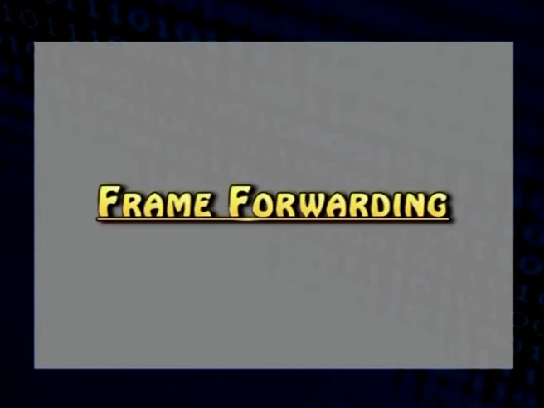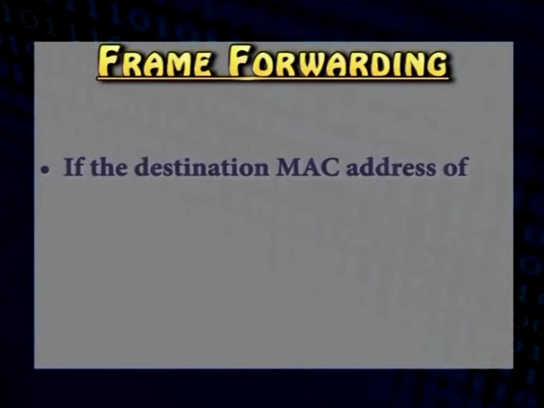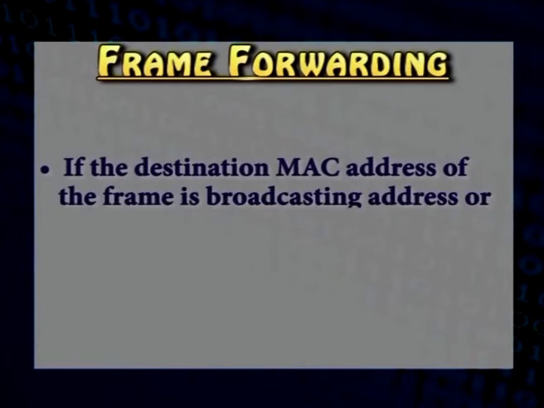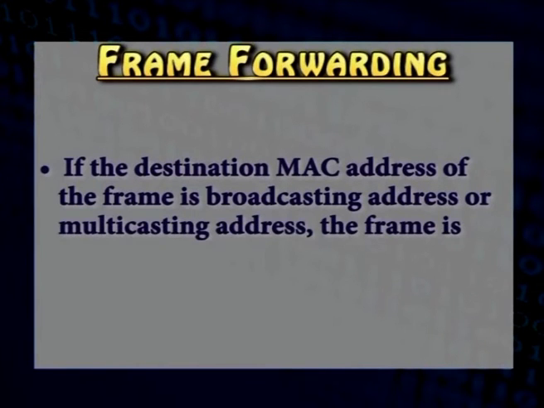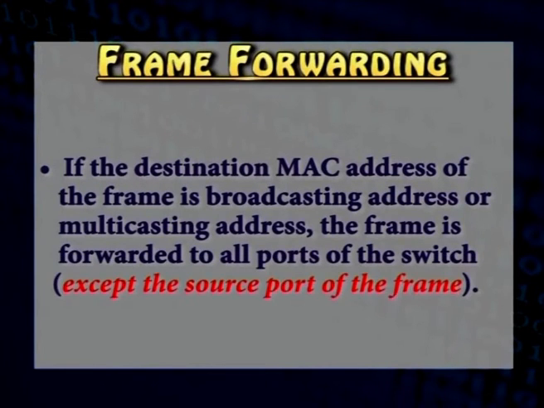Frame forwarding. The switch forwards frames according to the MAC address. Forwarding of frames by a switch is done on the basis of the following rules. First, if the destination MAC address of the frame is a broadcast address or multicast address, the frame is forwarded to all ports of the switch except the source port of the frame.